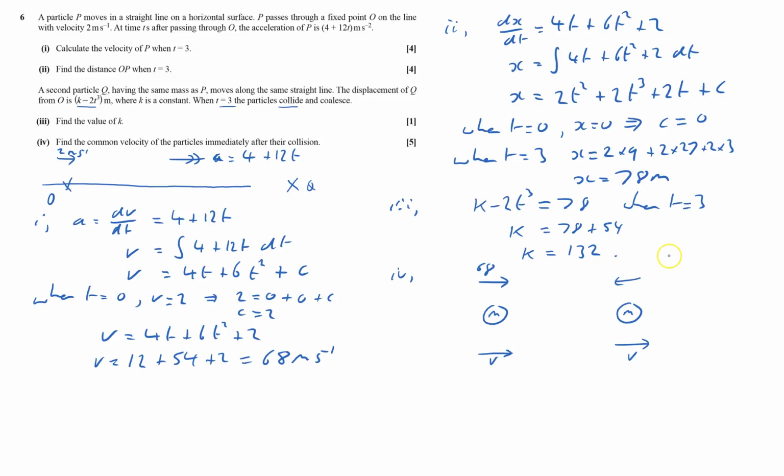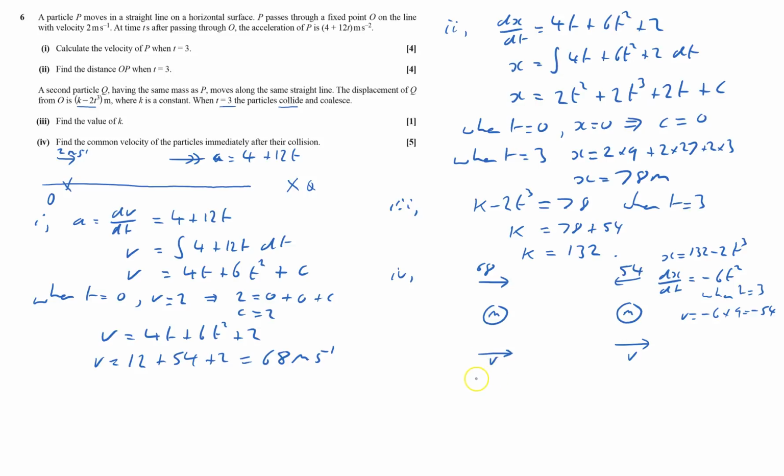I'm told what our thing is. So x equals 132 minus 2t cubed. And I want the velocity, so dx by dt. Differentiate that. That will give us minus 6t squared. And when t equals 3, v equals minus 6 times 9, which equals minus 54. So this bit must be 54, and it's going to the left. And now we can do it.